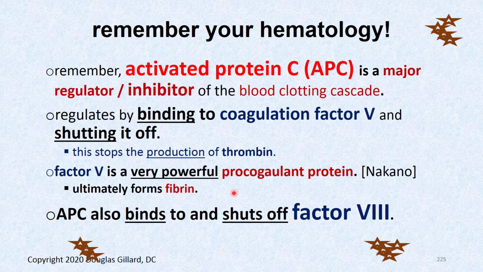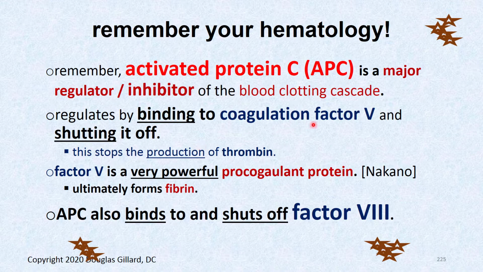You've got to remember your hematology here. So activated protein C, or APC, is a turner offer. In fact, that is the major regulator, or shutter downer, of the blood clotting cascade. It turns off the cascade when it's no longer needed. Specifically, it regulates by binding to coagulation factor V and shutting it off. So APC binds to factor V, which is a powerful coagulation factor, and shuts it down.